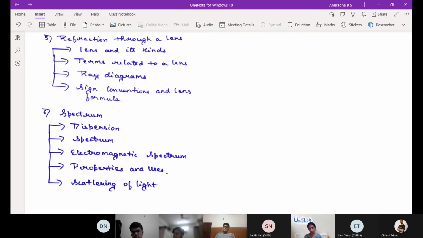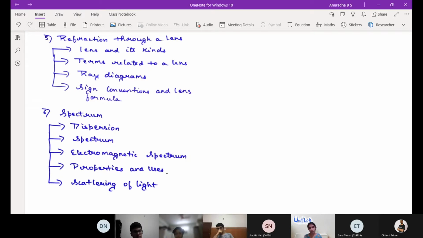If I just take infrared radiations, you will be learning about its wavelength, its properties, and its uses. Like X-rays and all are used in medical fields. You'll be learning about applications, where it is used and all. So you'll be learning about each and every electromagnetic wave here. That is properties and uses.